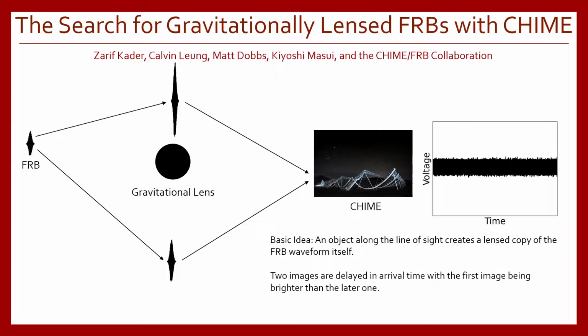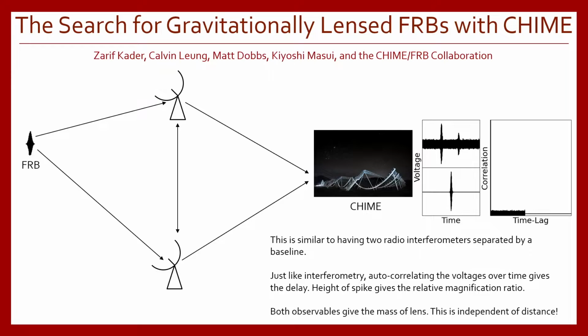Now this lens is going to create two image copies of the electric field of the FRB that we at CHIME would see as first a bright image appearing and then, delayed in time, another dimmer image appearing. Now, this entire idea is very similar to the idea of radio interferometry itself, where you have a wave reaching one antenna first and then a little later reaching another one.